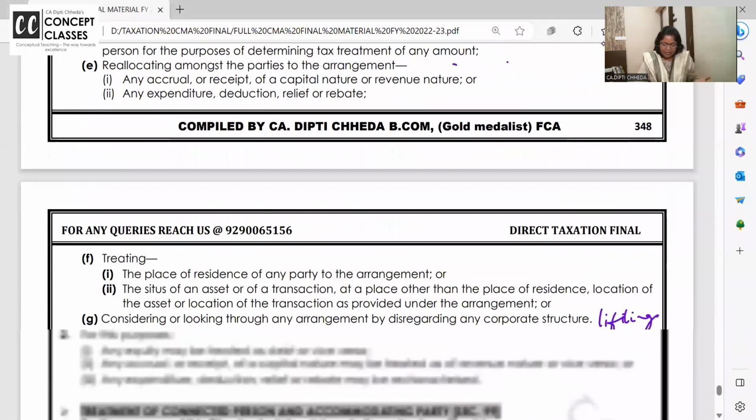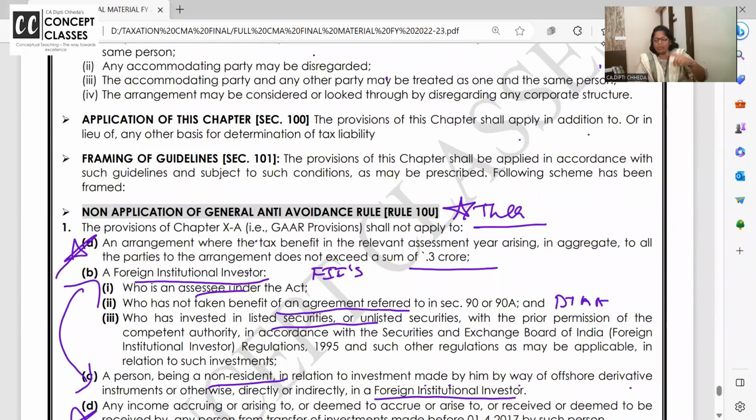If I ask you just a random question, then it is not applicable if transaction is done before 1/4/2017, or the tax benefit for all the parties is not exceeding 3 crore, or the transaction is done by FIIs directly, or non-resident who are investing in the FIIs and then they are doing.